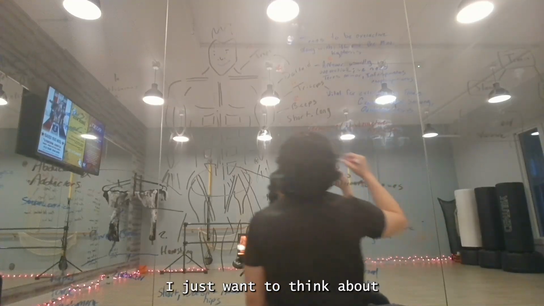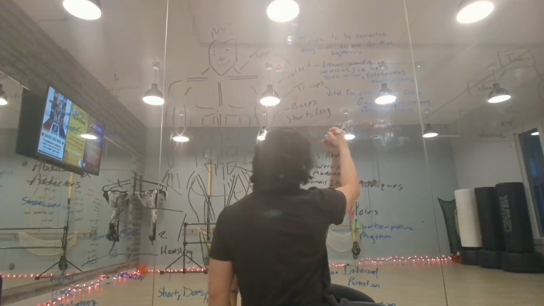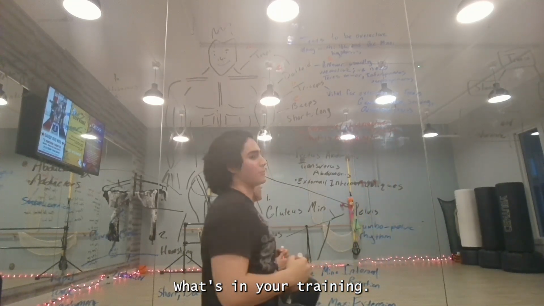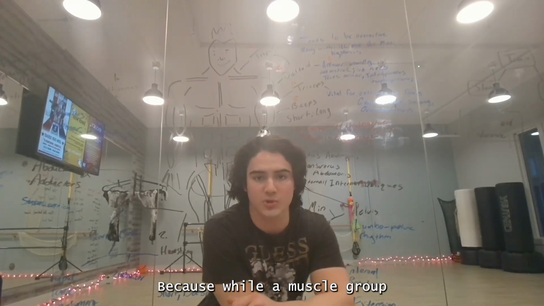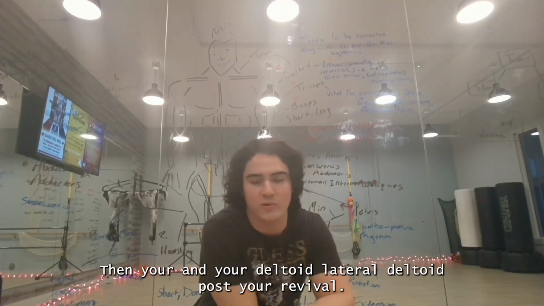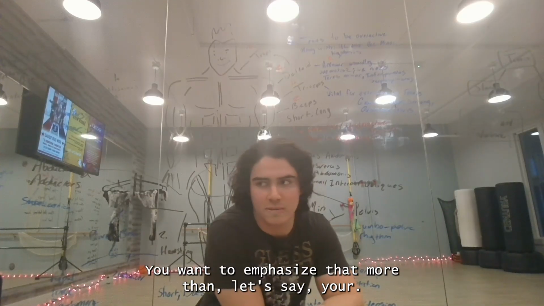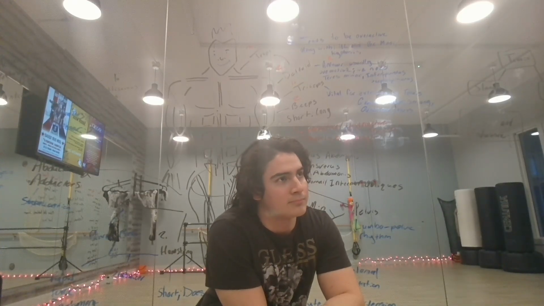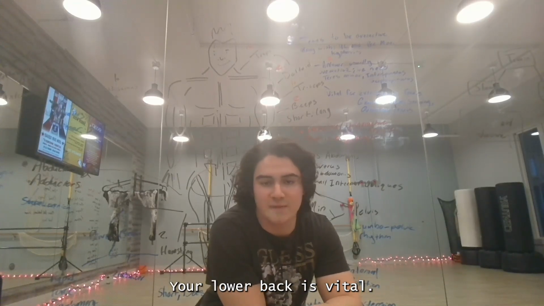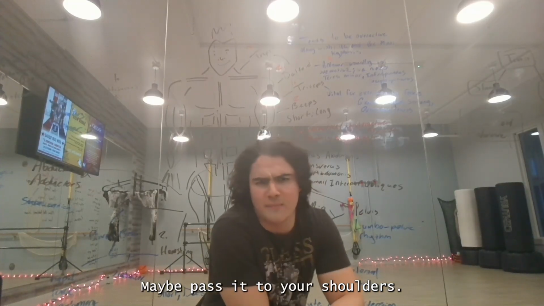Oh, what else? Well, you also want to think about what is a priority within your training. Because while a muscle group may be important, let's say that you're trying to make an aesthetic body, then your anterior deltoids, lateral deltoids, posterior deltoids are going to be vital. You want to emphasize that more than, let's say, your lower back, right? Maybe in a different sport, your lower back is vital. So you want to prioritize that as your first priority, maybe in comparison to your shoulders.